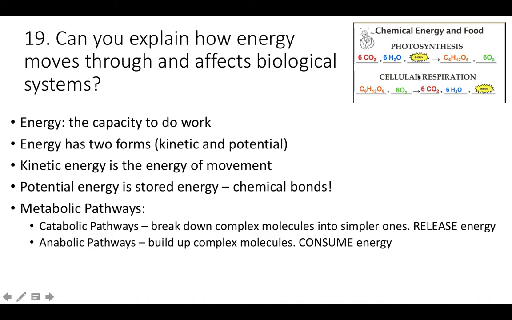So looking at cellular respiration and photosynthesis, which one releases energy? That would be cellular respiration. We're breaking down complex molecules into simpler ones. So cellular respiration is an example of a catabolic pathway, whereas an anabolic pathway builds up more complex molecules, and it needs energy in order to do this. So photosynthesis is an example of an anabolic pathway.